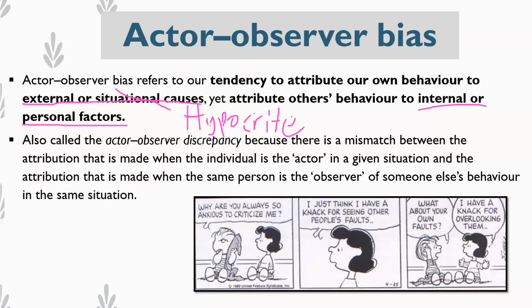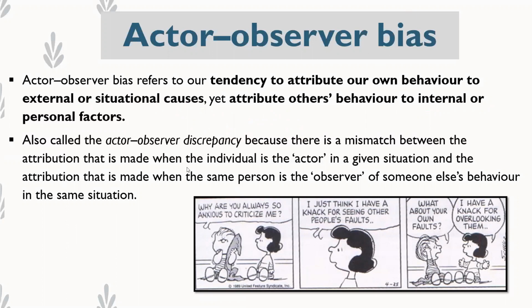So that's what the actor-observer bias is, that when we are an actor, when we're acting out our own behavior, we blame it on external causes. But when we're watching or observing other people's behavior, we blame it on their own personal factors or internal factors like personality characteristics. Okay, that's the actor-observer bias. And it's called a bias because it's not an equal way of thinking. There is a mismatch there.